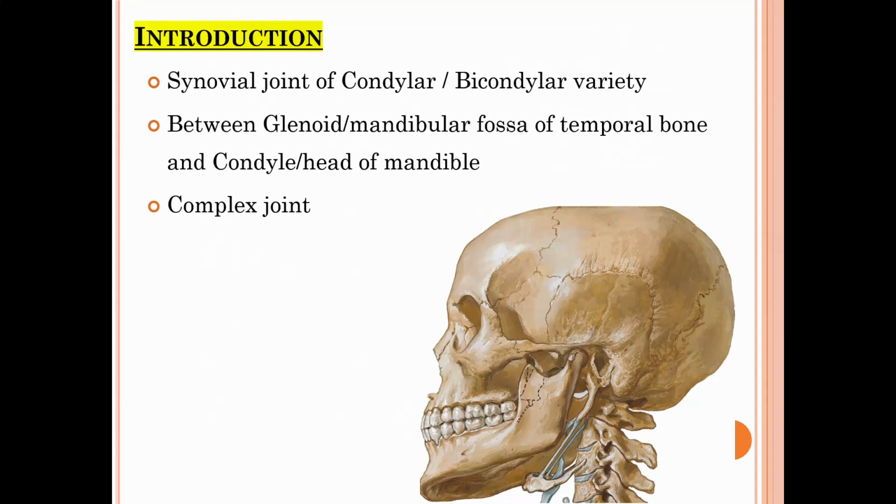So what is the temporomandibular joint? You can see here the TM joint is a synovial joint of condylar or bicondylar variety. It is present between the glenoid or mandibular fossa present here on the temporal bone and the condyle or the head of the mandible. It is a complex type of joint. As you know already, a complex type of joint means the joint where there are two cavities because of one articular disc.